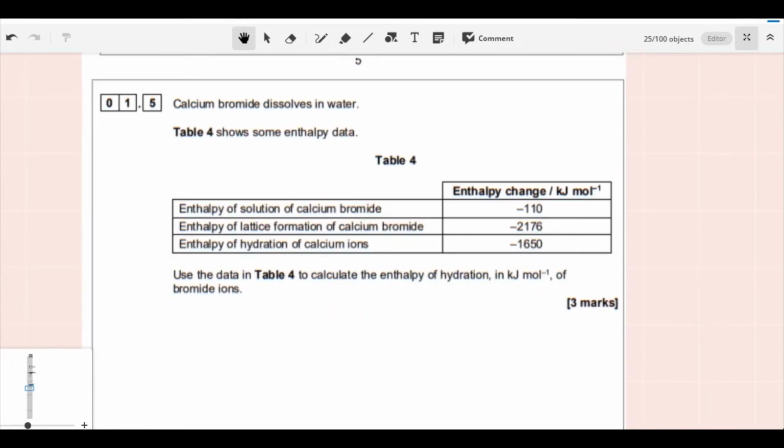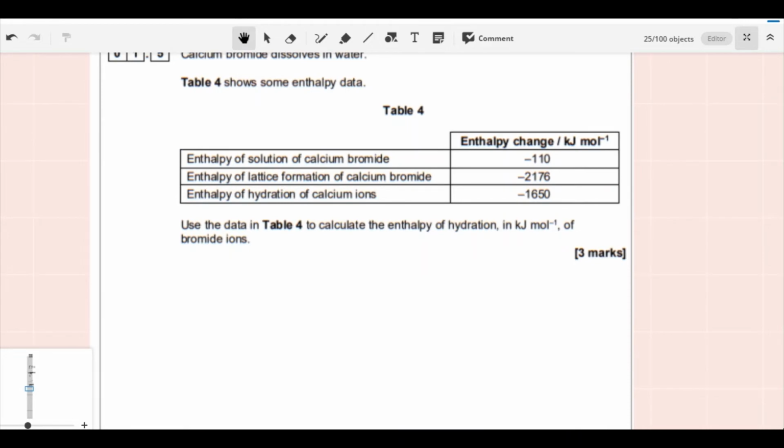Okay, now question number 1.5: is calcium bromide dissolved in water? Show some enthalpy data. Again, here you need to find the same thing we already did in question 1.1. Here the enthalpy of solution of calcium bromide is given, lattice energy is given, and enthalpy of hydration is given. Use the data in table 4 to calculate the enthalpy of hydration in kilojoules of the bromide ion.